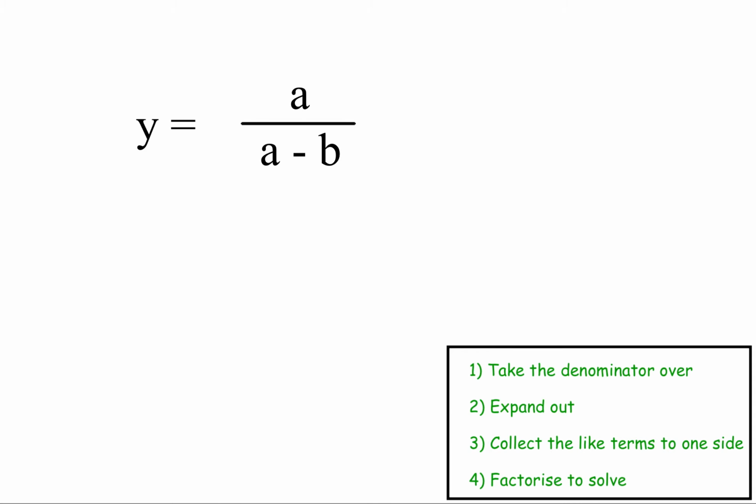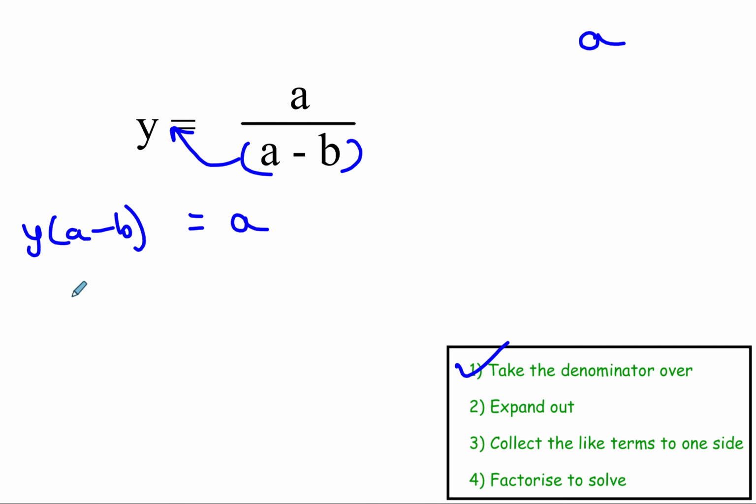Right, final question is we're making a the subject this time. We're going to go through these 4 steps again. I'm going to take out my bracket. I'll take out my denominator, so y bracket a minus b is equal to a. That step is done. Step 2 is I'm going to expand this out, so I'm going to get ya minus yb equals to a.